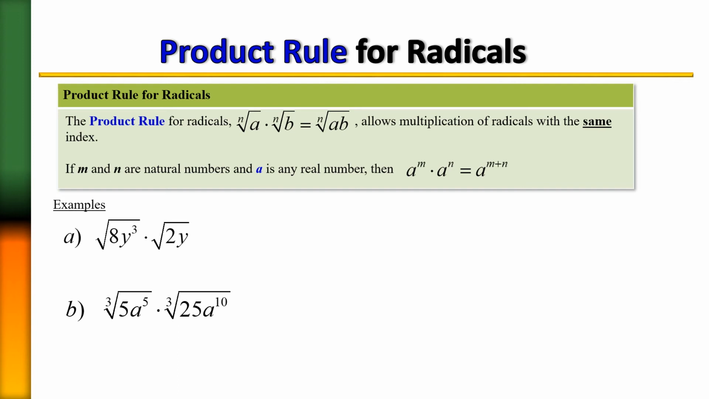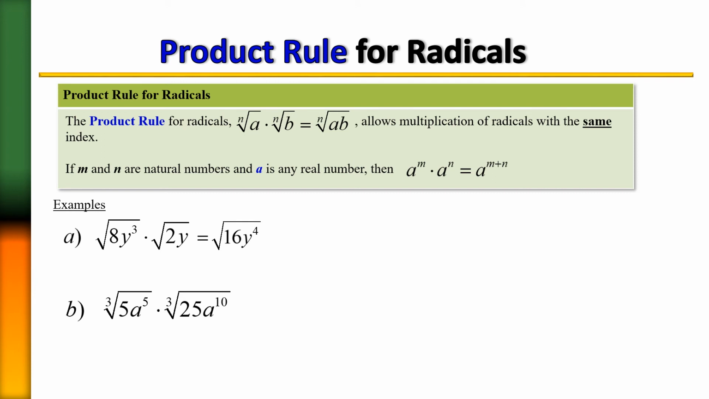So let's take a look at example 1. In terms of the indexes, they are the same. They both have an index of 2, which means both of them are square roots. So we can go ahead and apply the product rule. Multiplying the numeric part, 8 times 2 is 16. Now let's work with the variables. They both have a base of y, so we keep the base of y. We're going to add those exponents. 3 plus 1 is going to give me a total of 4. So what I'm going to have is 16y to the 4th power.